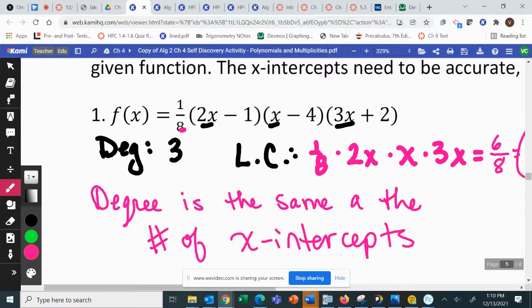The degree is the same as the number of x-intercepts. Same as there. So how many x-intercepts should there be? 3. So if somebody's telling me 4, what are they thinking with an extra x-intercept in there, Jack?